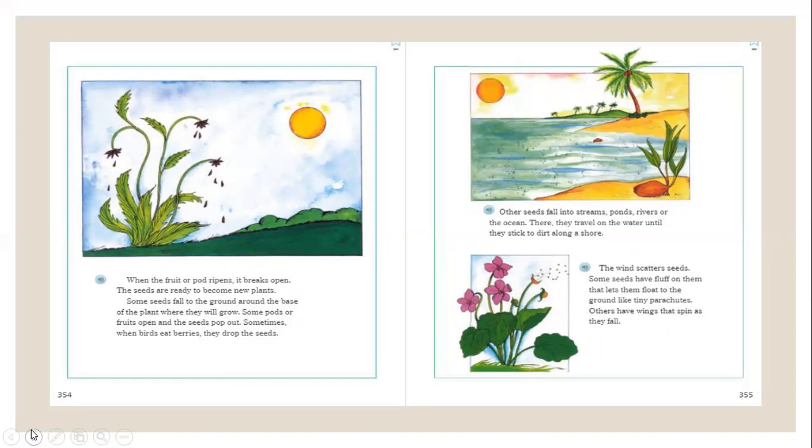Some seeds fall onto the ground around the base of the plant where they will grow. Some pods or fruits open and the seeds pop out. Sometimes when birds eat berries, they drop seeds. Other seeds fall into streams, ponds, rivers, or the oceans. There they travel on the water until they stick to the dirt along the shore. The wind scatters seeds. Some seeds have fluff on them that lets them float to the ground like tiny parachutes. Others have wings that spin as they fall.